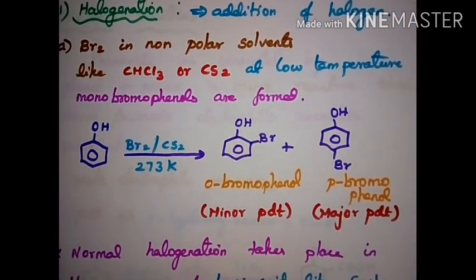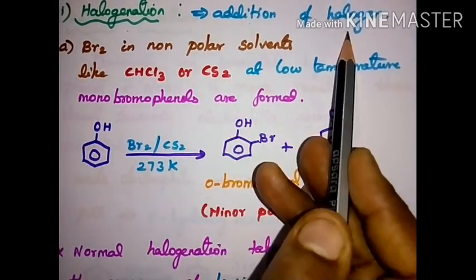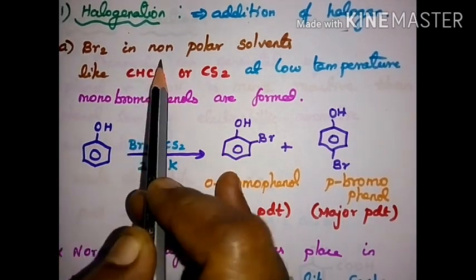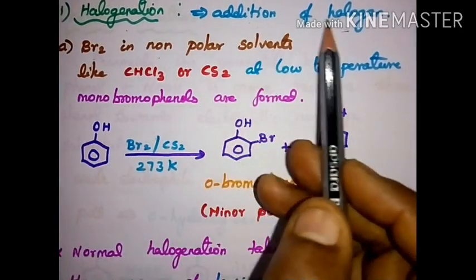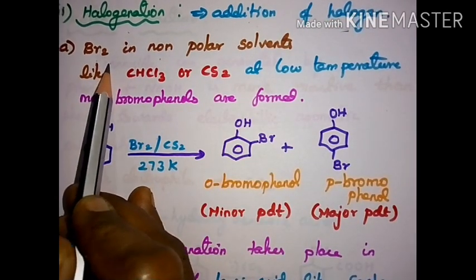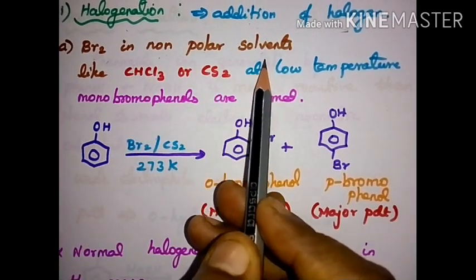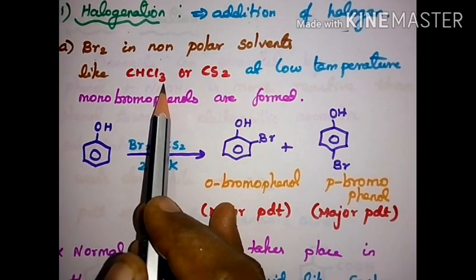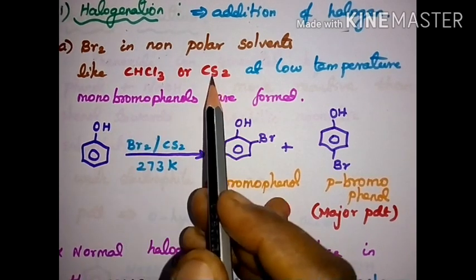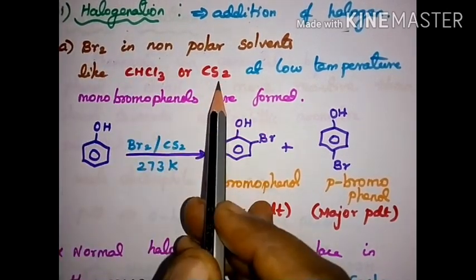The next one is halogenation. The name itself tells us: addition of halogen. Now halogenation takes place in two media. Consider bromination, addition of halogen, whether it may be chlorine, bromine or iodine. Now we are going to add bromine in non-polar solvents. A non-polar solvent does not dissolve in water and does not ionize to give plus or minus. So chloroform and CS2, which is carbon disulfide.